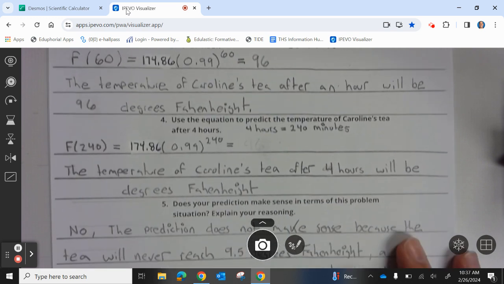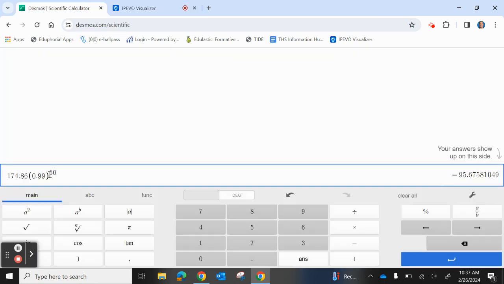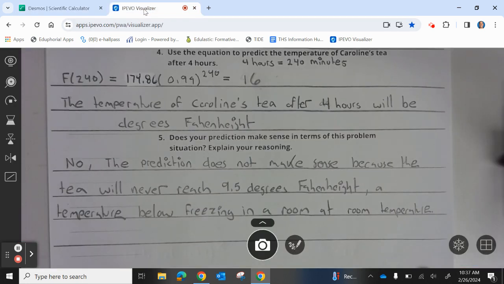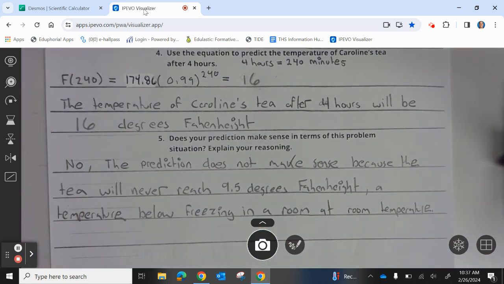All right, let's take a look at number 4. Use the equation to predict the temperature of Caroline's tea after 4 hours. Remember, 4 hours is equal to 240 minutes. Okay, so let's go ahead and do that. So same equation, except for we're going to change 60 to 240. And let's round that to 16 degrees. So the temperature of Caroline's tea after 4 hours will be 16 degrees Fahrenheit.